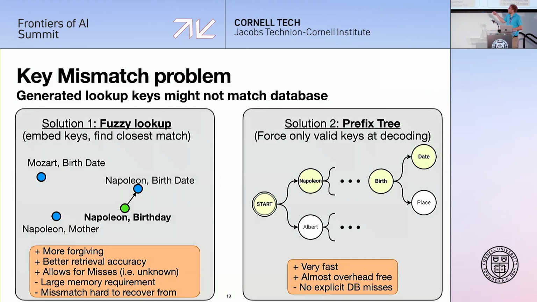What if I get the birthday a little bit wrong? For example, I say birthday instead of birth date. One simple solution is a fuzzy lookup. You embed these lookup keys as vectors and do a nearest neighbor match. That slows it down a little bit, which is a trade-off, but it gives you more database hits. Another option is to use a prefix tree during lookups, where you only allow it to generate tokens that are valid keys in the database. This way you never have a database miss, and that's very fast to implement. We actually tried both of these and both work.